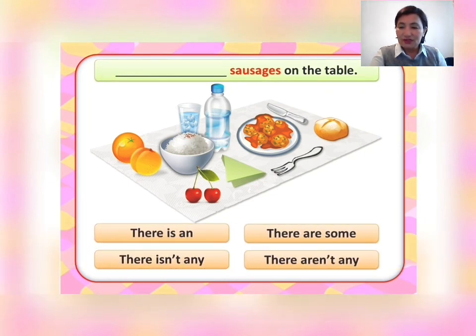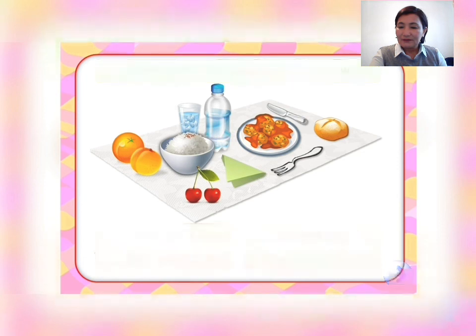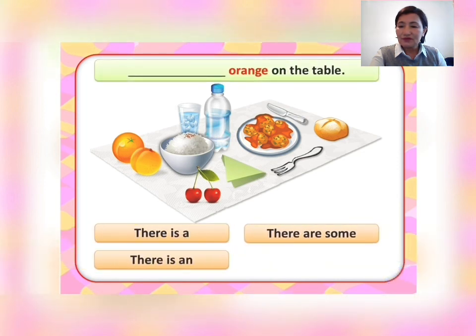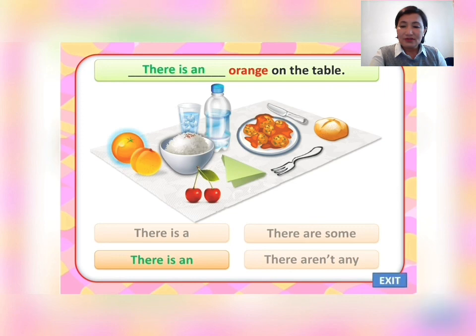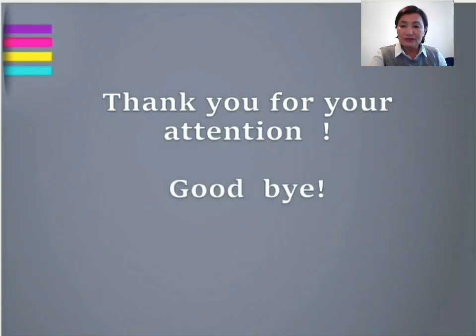Sausages on the table. Are there any sausages on the table? No. There aren't any sausages on the table. Of course. Good. It's a good job. Orange on the table. Is there any orange on the table? Yes, there is an orange on the table.